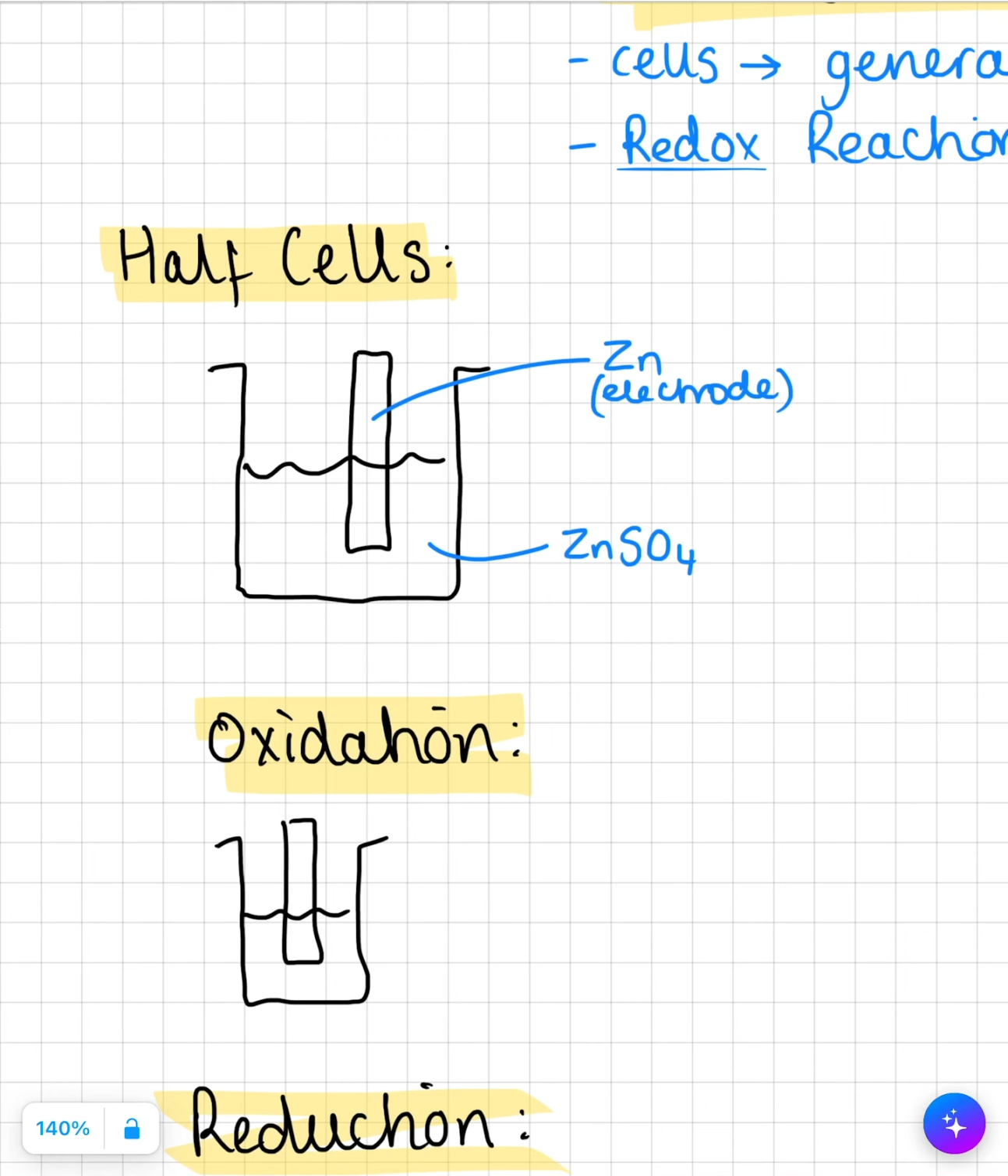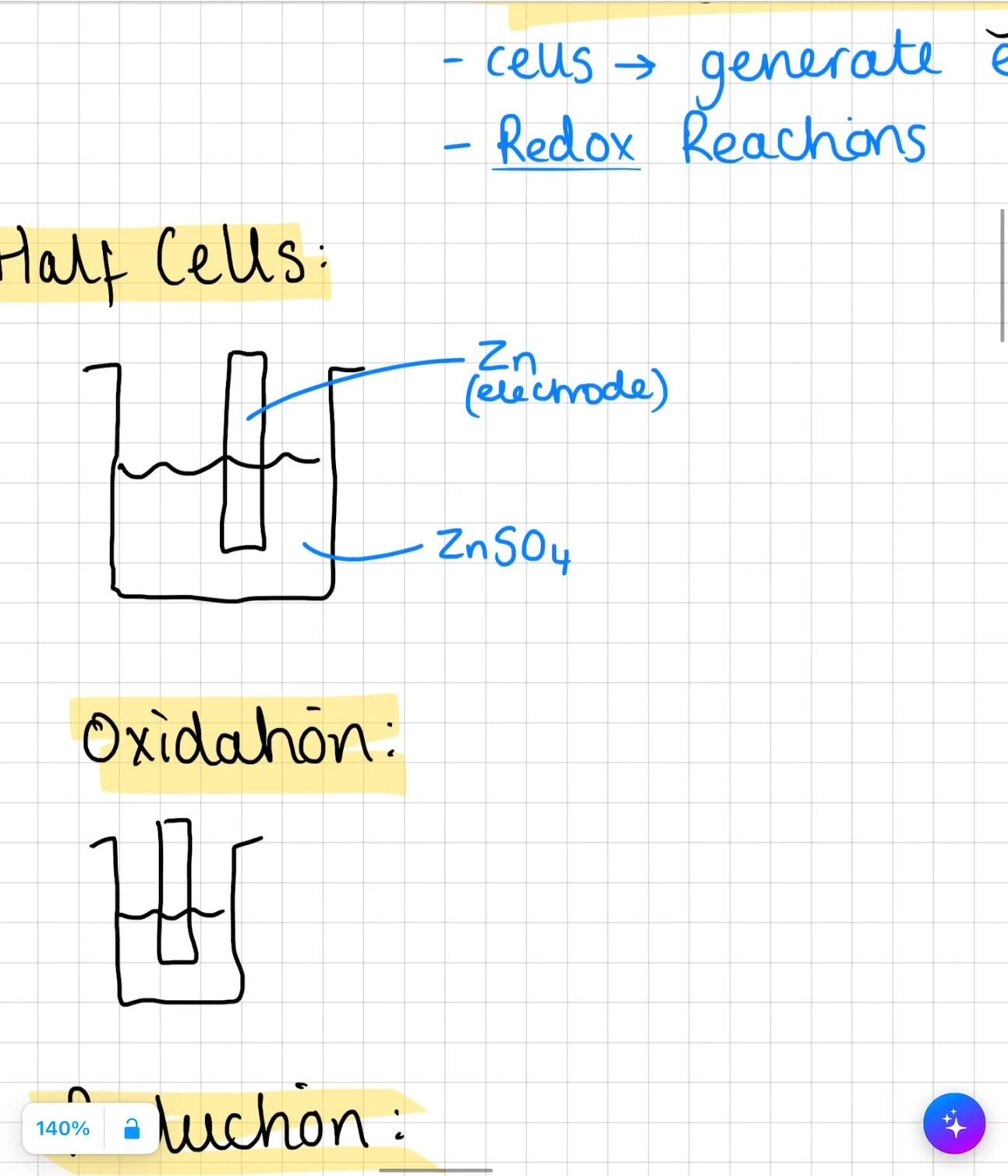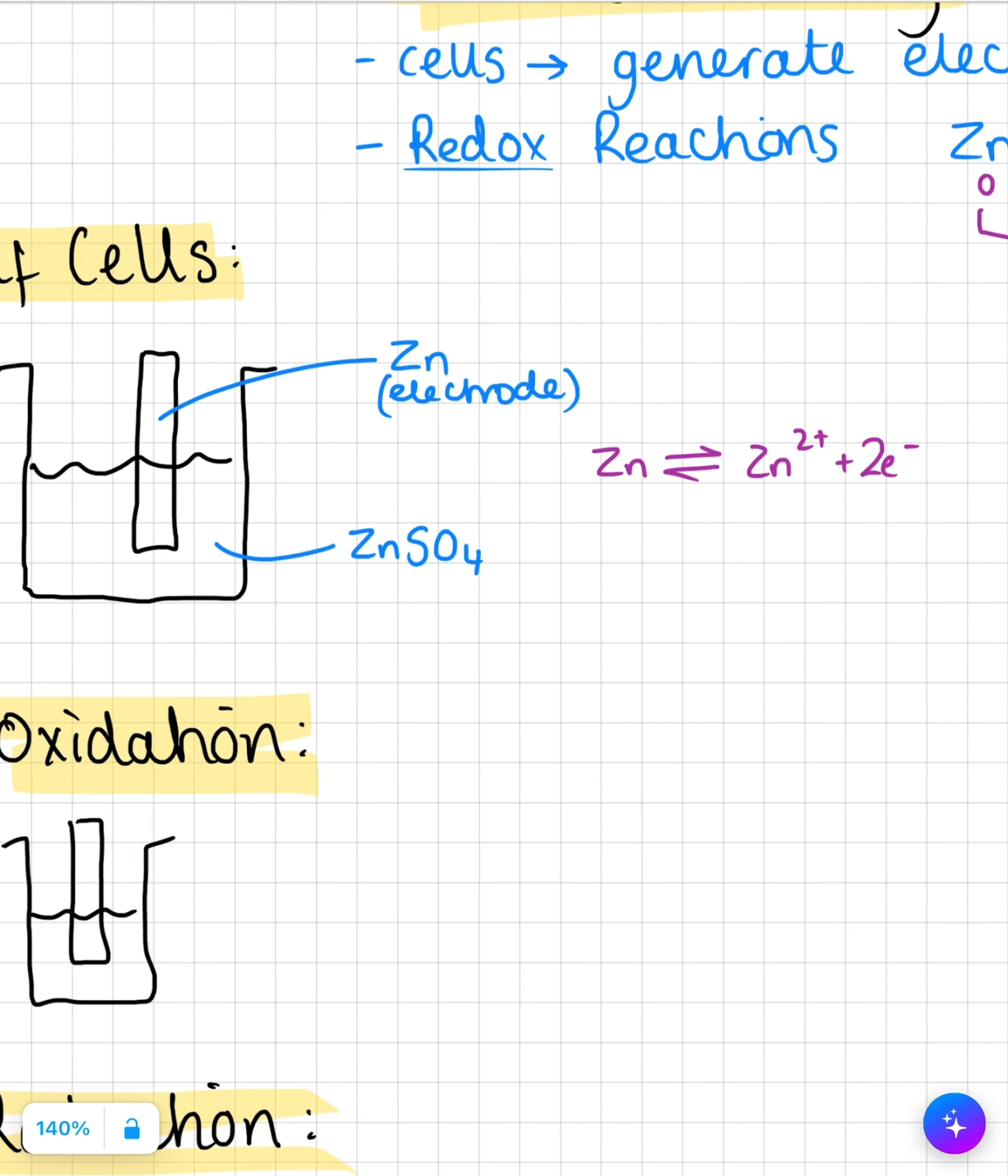So what could happen? What we have is our zinc atoms can lose electrons to form zinc ions, or we could have our zinc ions gain electrons to form our zinc atoms. So we are setting up an equilibrium. The zinc atoms on the rod can deposit 2 electrons on the rod and move into the solution as zinc ions.